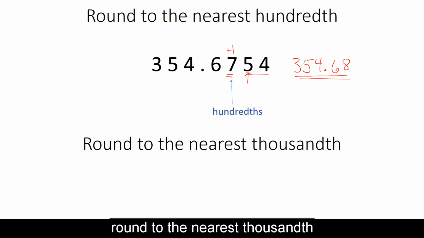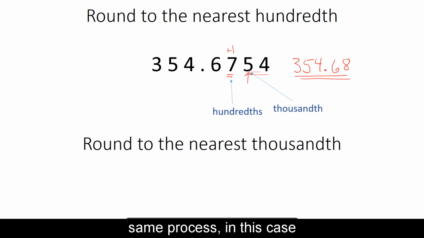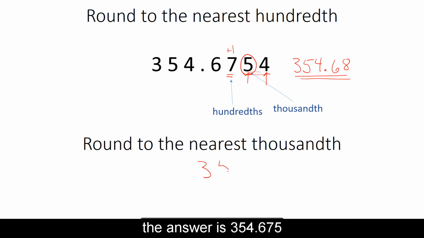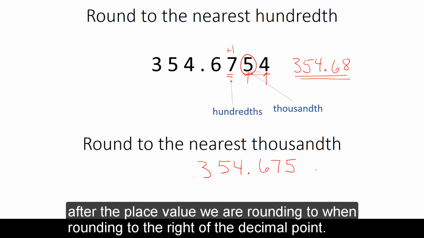If we want to round it to the nearest thousandth, same process. In this case, the 5 is in the thousandth place. We look to the right and we see the 4. Since it's 4 or less, we leave that alone. And when we write the answer, 354 and 6, 7, 5, nothing changed, but we do not write anything after the place value we're rounding to when it's to the right of a decimal point.